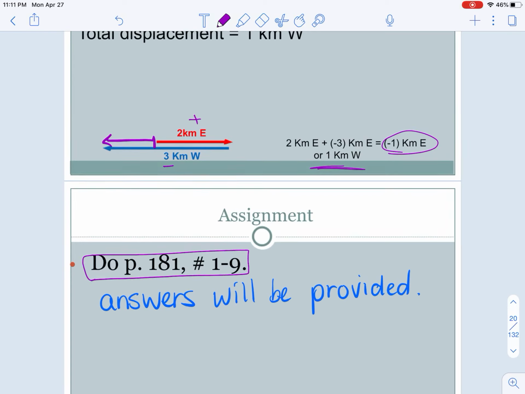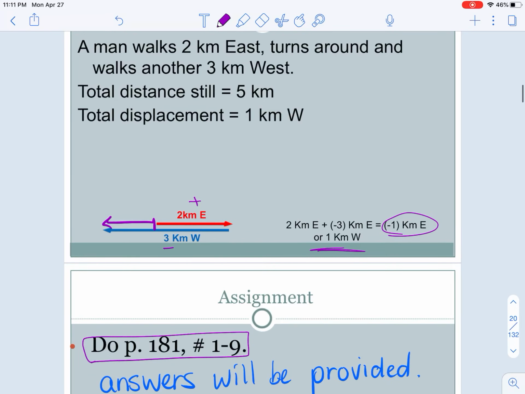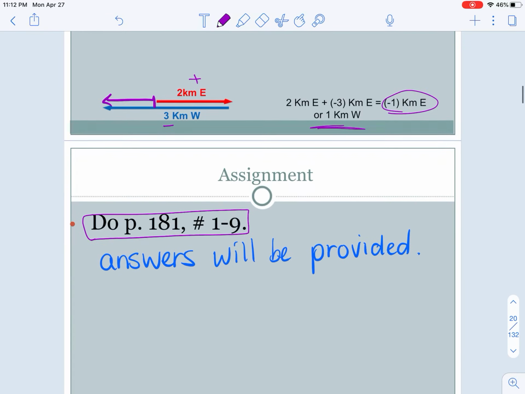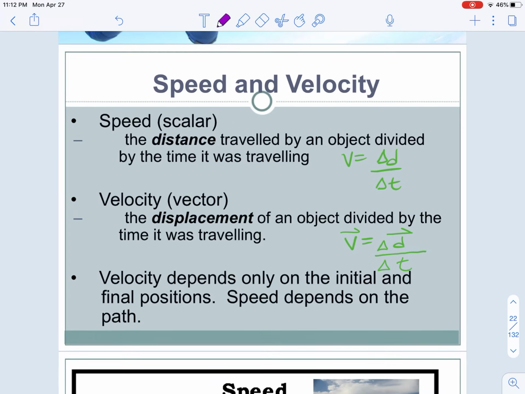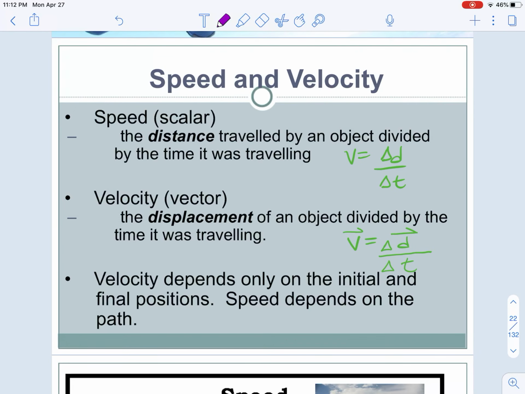I'm not assigning all of these questions in your textbook, but I will photograph those in case you don't have your book, and I'll provide the answers to those in case you would like to look at 1 or 2 of those questions regarding distance versus displacement.